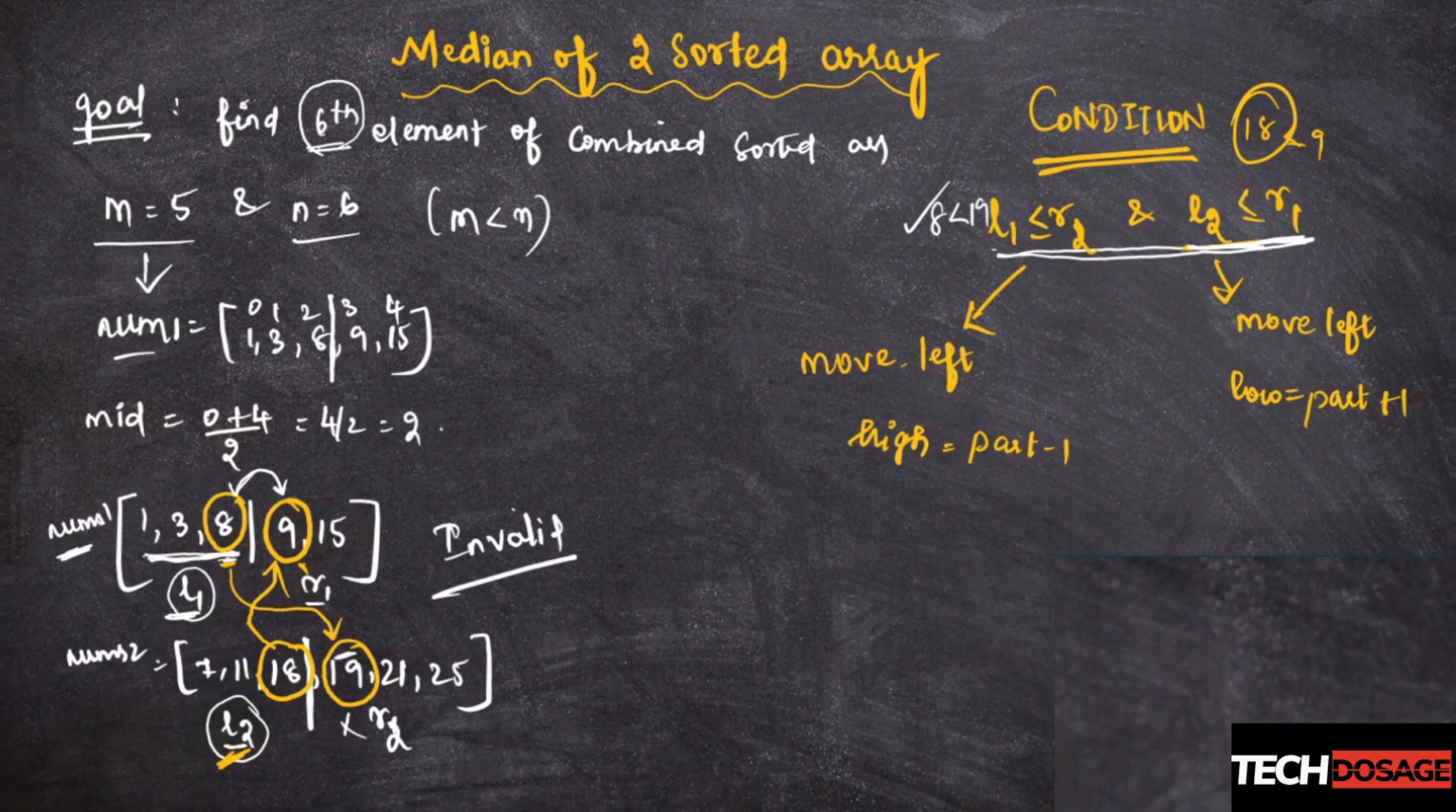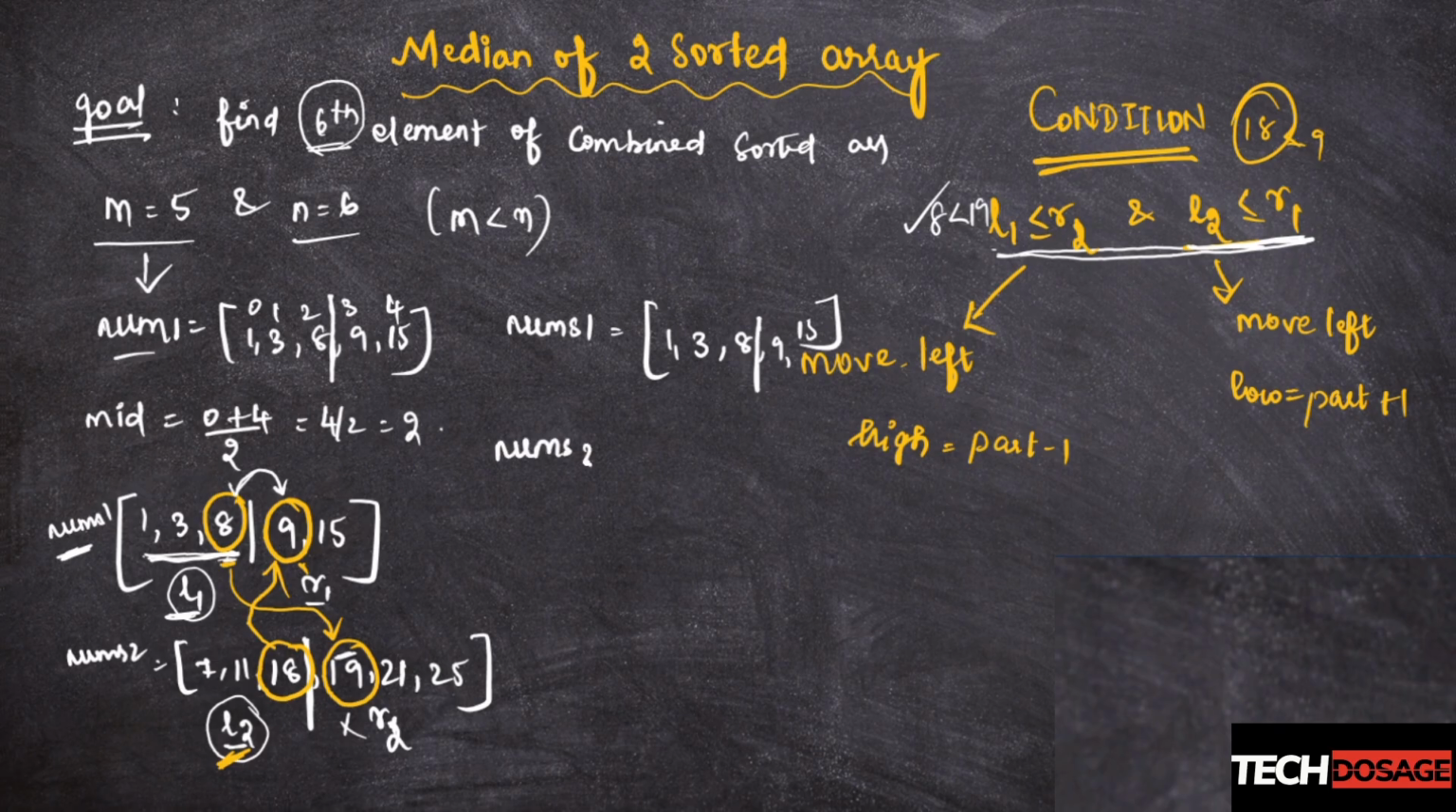Now, in that case, I am going to make a binary search again. So we found that the first binary search is totally invalid. Okay, let's move further. Now, the same thing. I made a partition here in nums2. Here I made the partition.